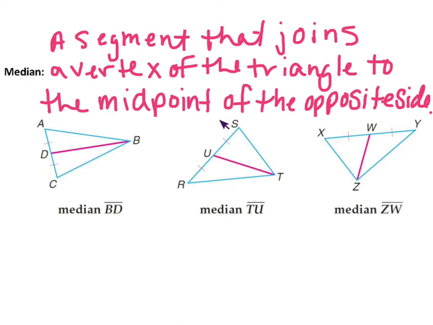The same thing can be illustrated in the next triangle, just to give you a different angle and a different point of view. Notice we have triangle STR such that segment TU is a median because it joins one of the vertices to the midpoint of the opposite side. And again, likewise, for triangle XYZ, median ZW connects the midpoint of one side and the vertex.